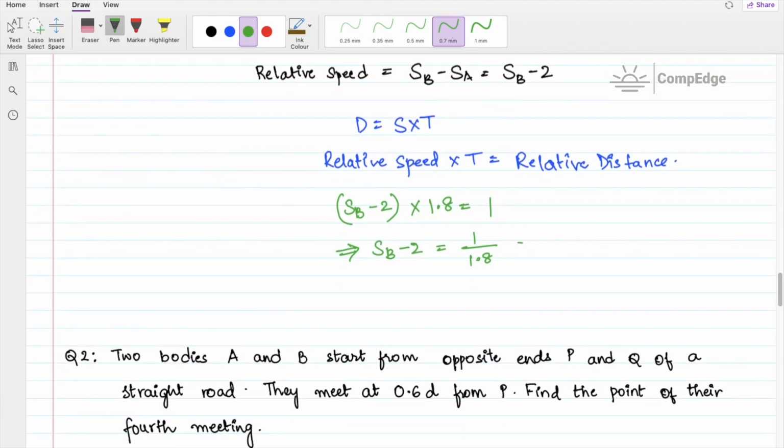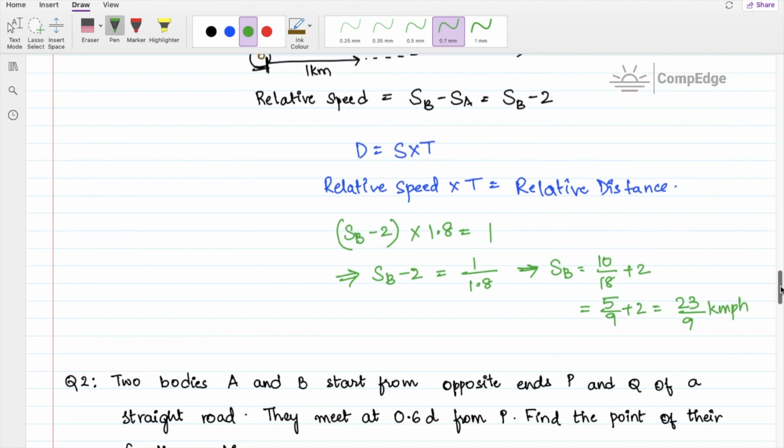From here I get SB equal to 10 by 18 plus 2. If I simplify this, I get 5 by 9 plus 2. This is 23 by 9 kilometers per hour. So this would be the speed of B.